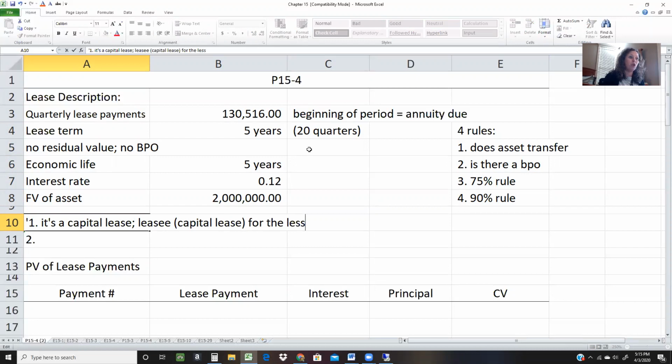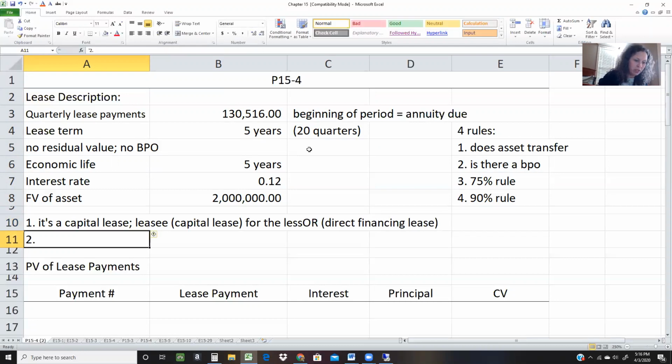And for the lessor, that's the original owner, it would be capital, but would it be direct financing or sales type? So because we're leasing it from Physicians Leasing and they bought it from Rand, they did not make it themselves. So Physicians Leasing, this is a direct financing lease.